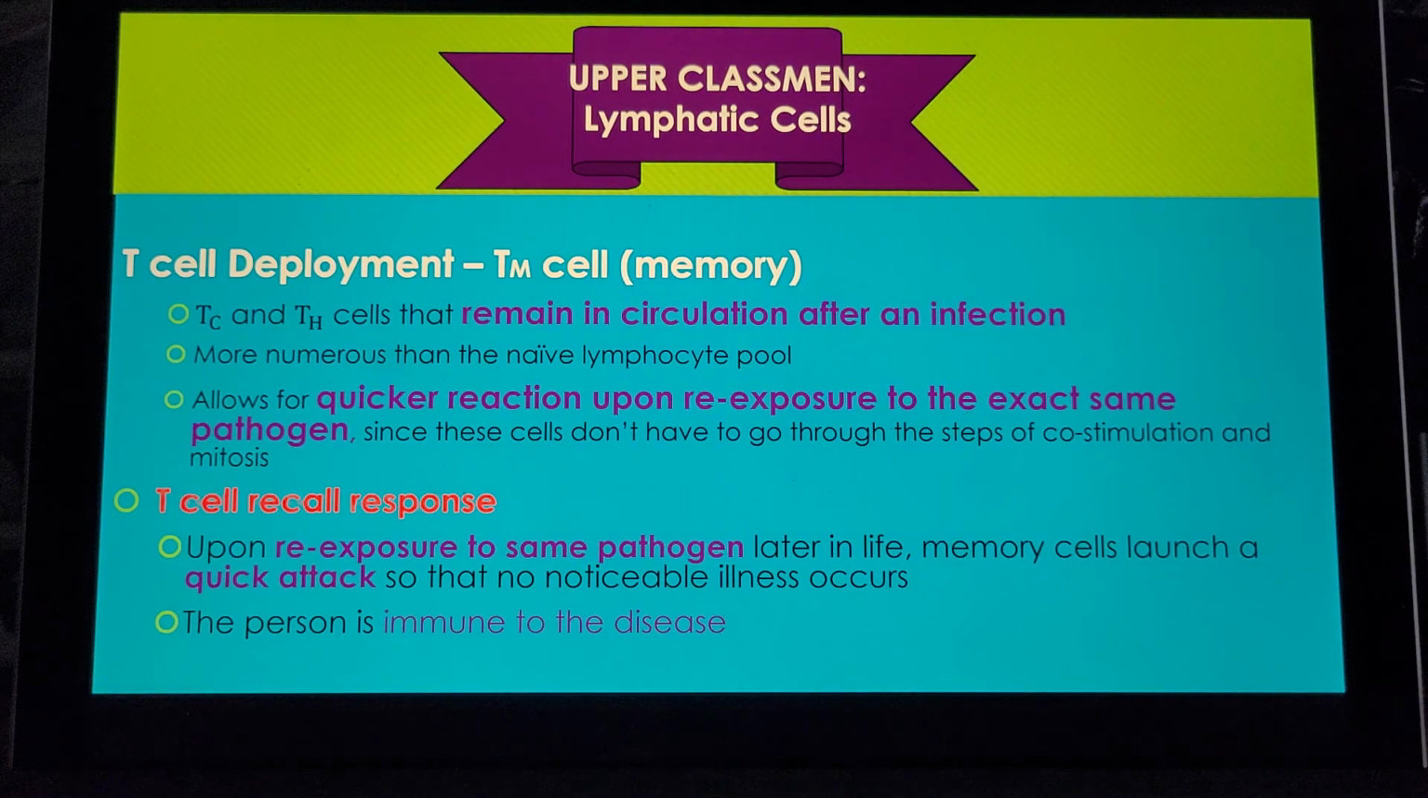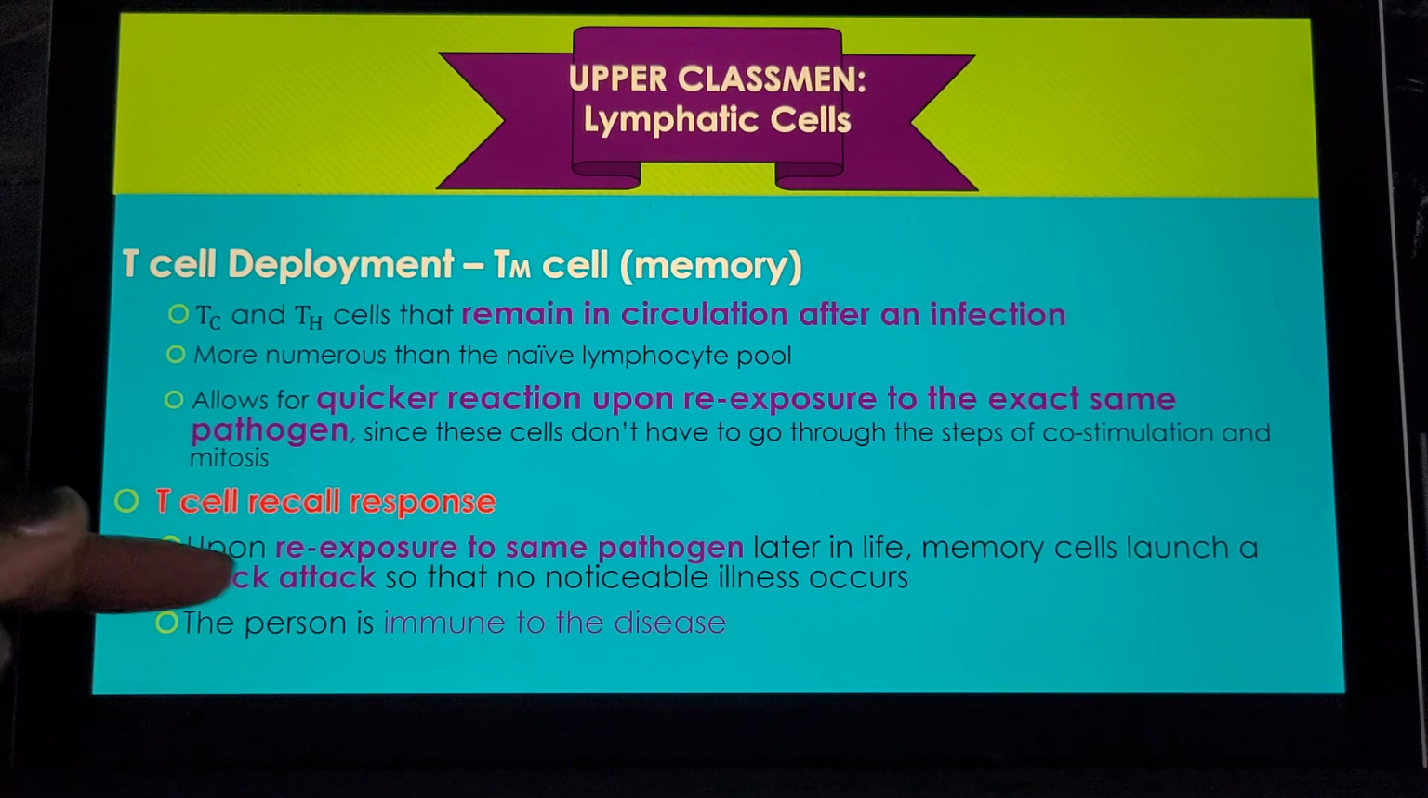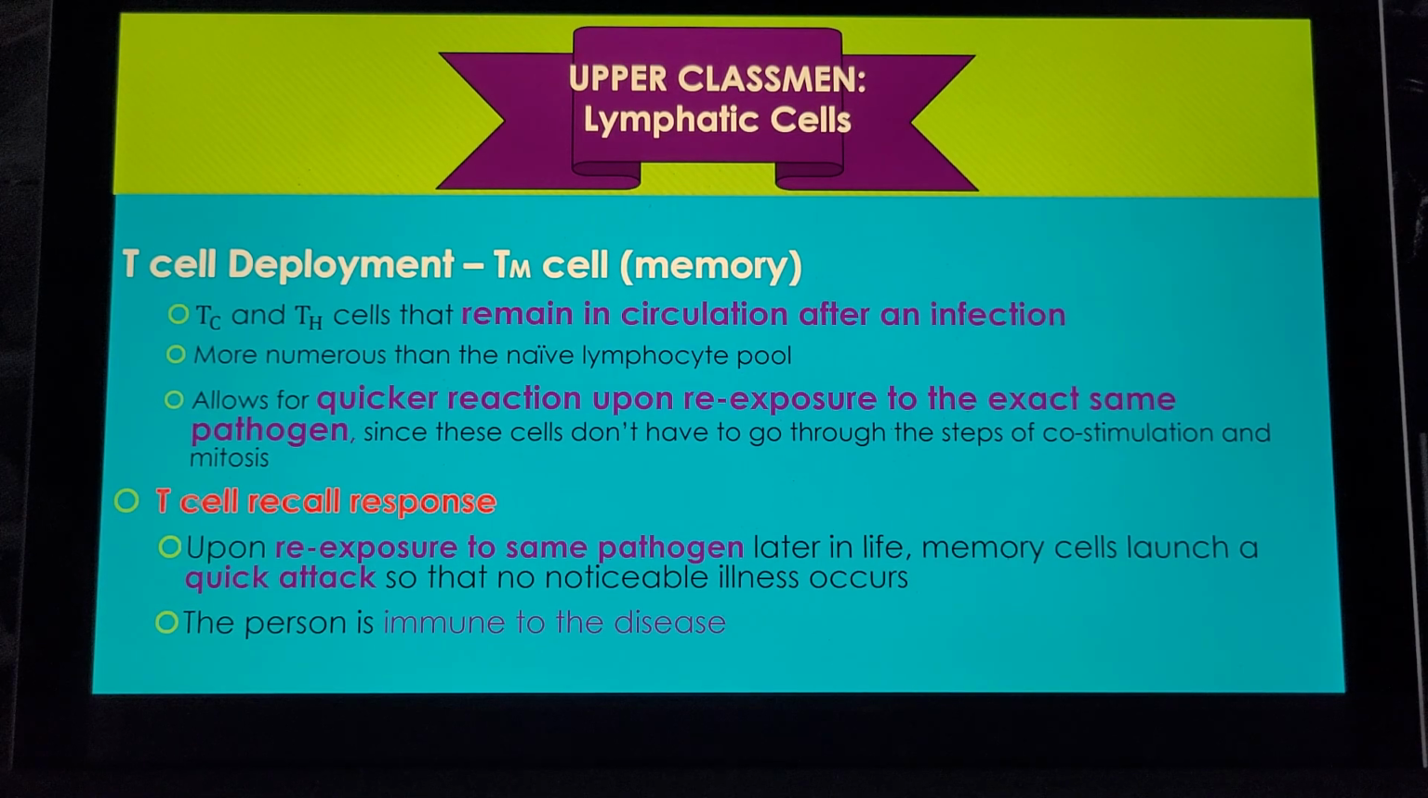Then last T cell, we have our memory cells. So they just kind of remain in circulation and they allow for a quicker response because you have a bunch of clones that all are programmed against that specific foreign pathogen. So upon re-exposure to the same one, there is a quicker attack, and the person is considered immune because for the most part you won't really have too many symptoms, because you won't have too much of an actual infection for that second exposure.